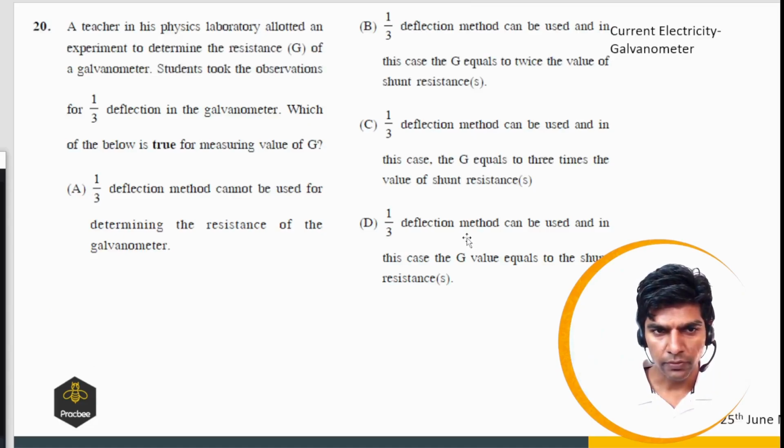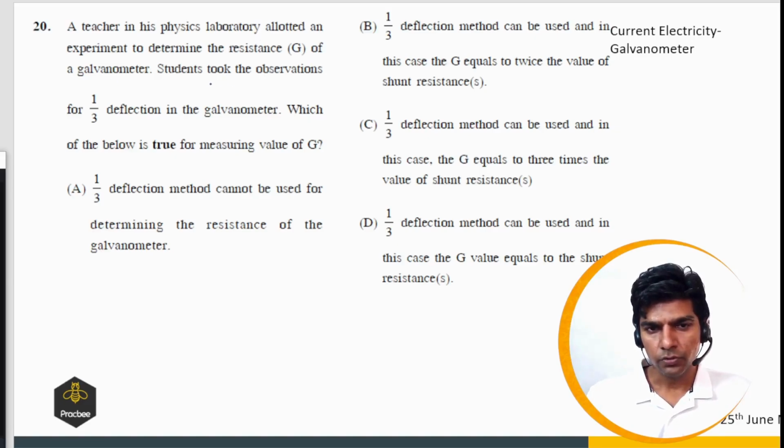Right, so now let us see a question. A teacher in his physics lab allotted an experiment to determine the resistance G of the galvanometer. The student took the observation for 1/3 deflection in the galvanometer. Which of the following is true for measuring the value of G?